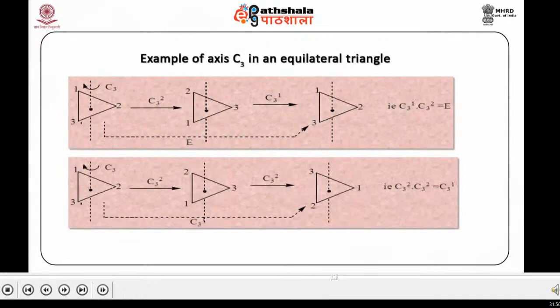By taking another example of a C3 axis in an equilateral triangle, we see that the operations generated by the C3 axis constitute a group. The C3 axis generates the following symmetry operations: C3^1, C3^2, C3^3, which is equal to E. That is, all three symmetry operations are generated. Various symmetry products are shown in the figure.